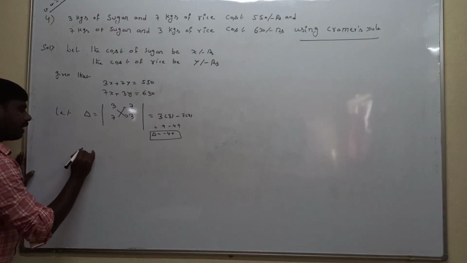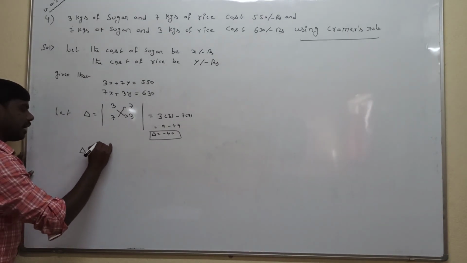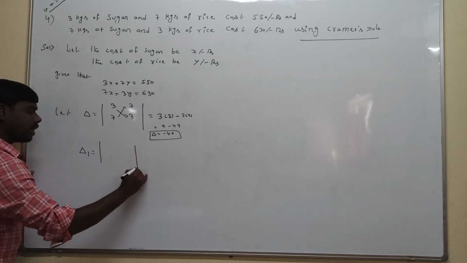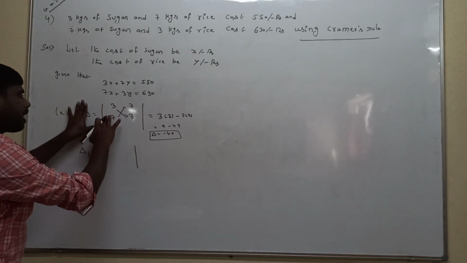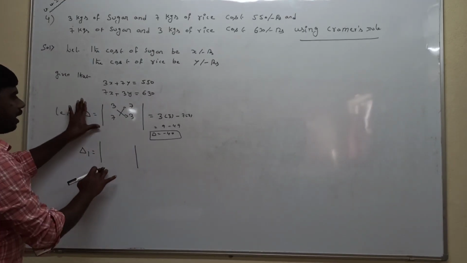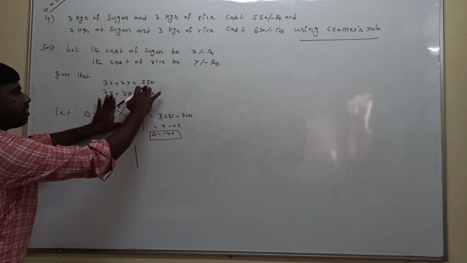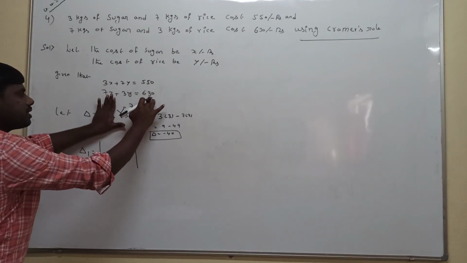Next we are taking delta 1. Delta 1 means which values are we taking from delta? From delta, the first column is replaced by the constant values C1, C2, which are 550 and 630.